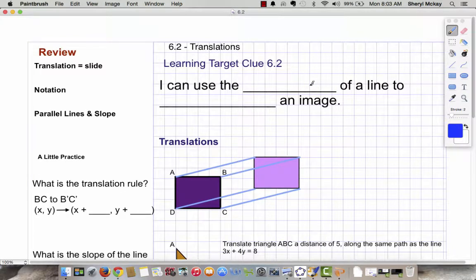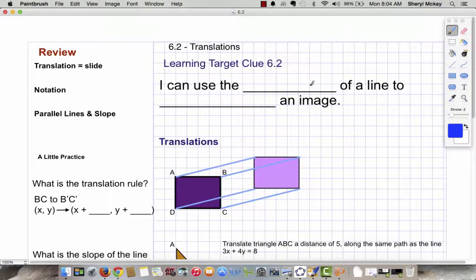Greetings, detectives. Mrs. McKay here, and we are going to work on learning target clue 6-2, and that's going to be all about translations, and it should be a fairly quick video. We'll see how quick I can make it.